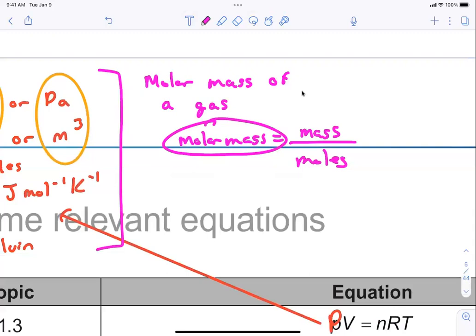So you'd be given the mass of the gas in the problem, you'd use PV equals nRT to solve for the moles of gas that mass occupies, and then you can divide them to figure out what the molar mass of the gas is, which then lets you figure out the molecular formula.